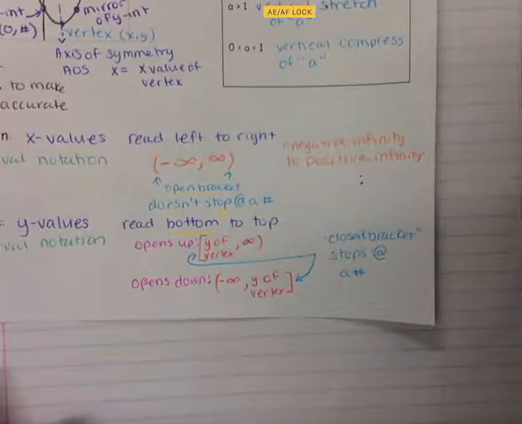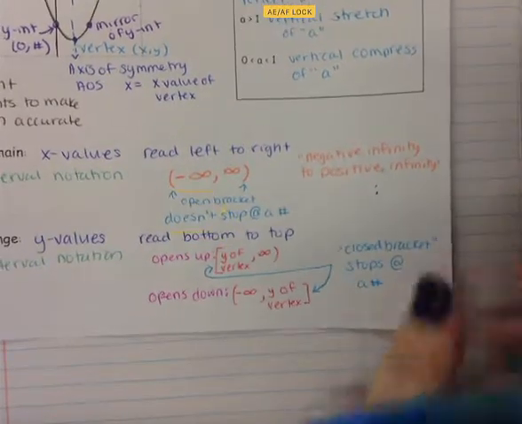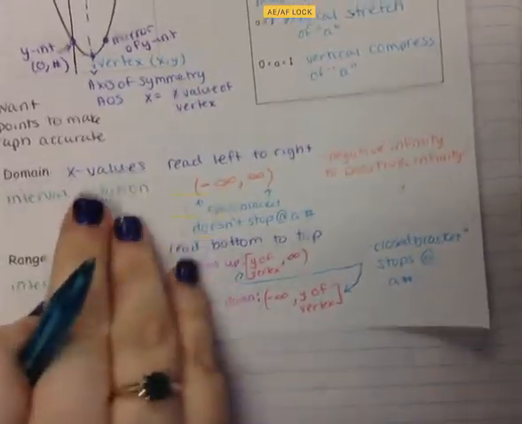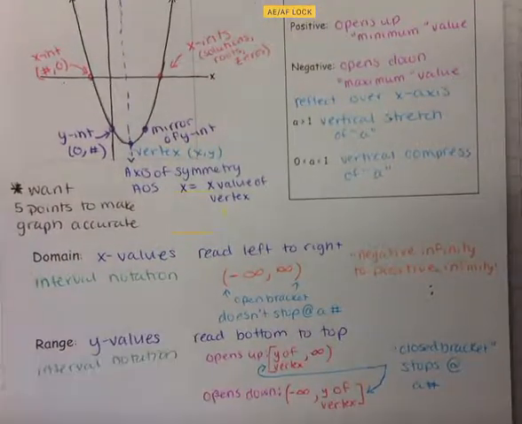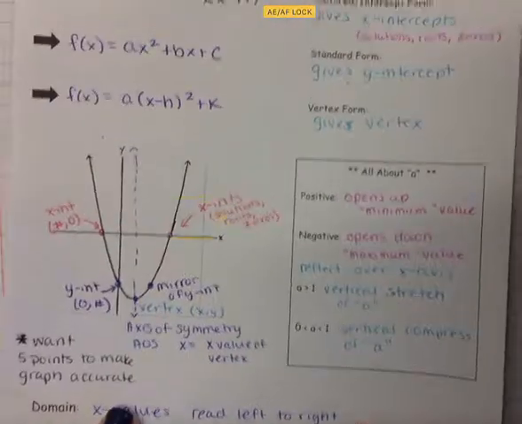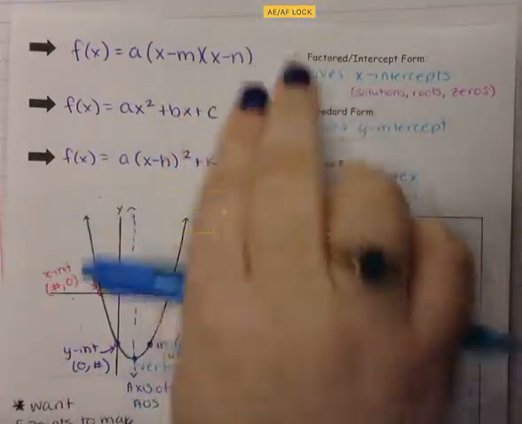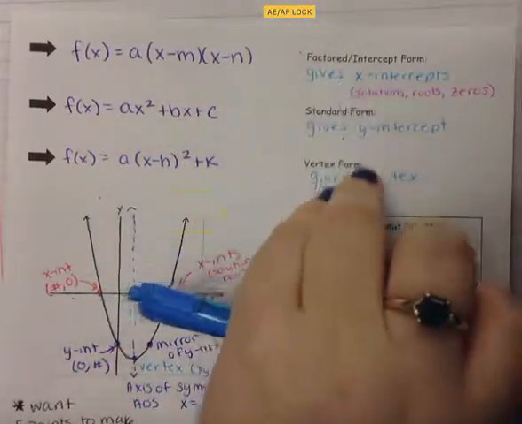So this is just the basics of quadratics, understanding the domain, the range, the different coordinates, what the a value does, and just the equations that you're going to be looking at because we have 3 different equations because it gives you your different information.